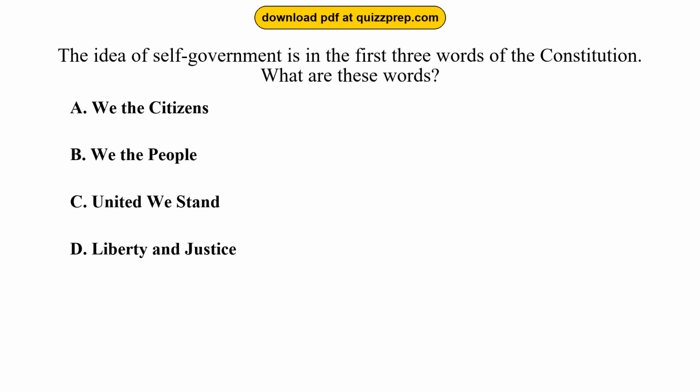Question 23. The idea of self-government is in the first three words of the Constitution. What are these words? Option A, we the citizens. Option B, we the people. Option C, united we stand. Option D, liberty and justice. The correct answer is option B, we the people. We the people establishes that the power of the government comes from the citizens.